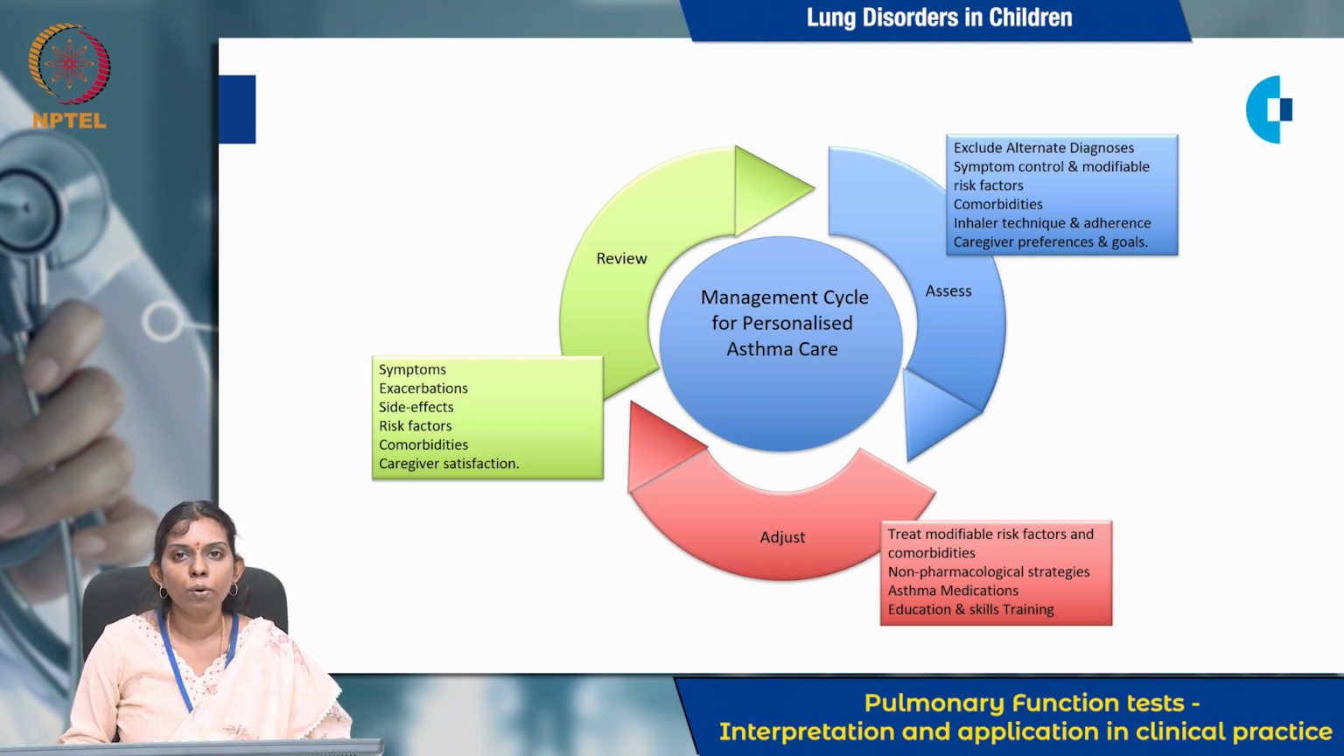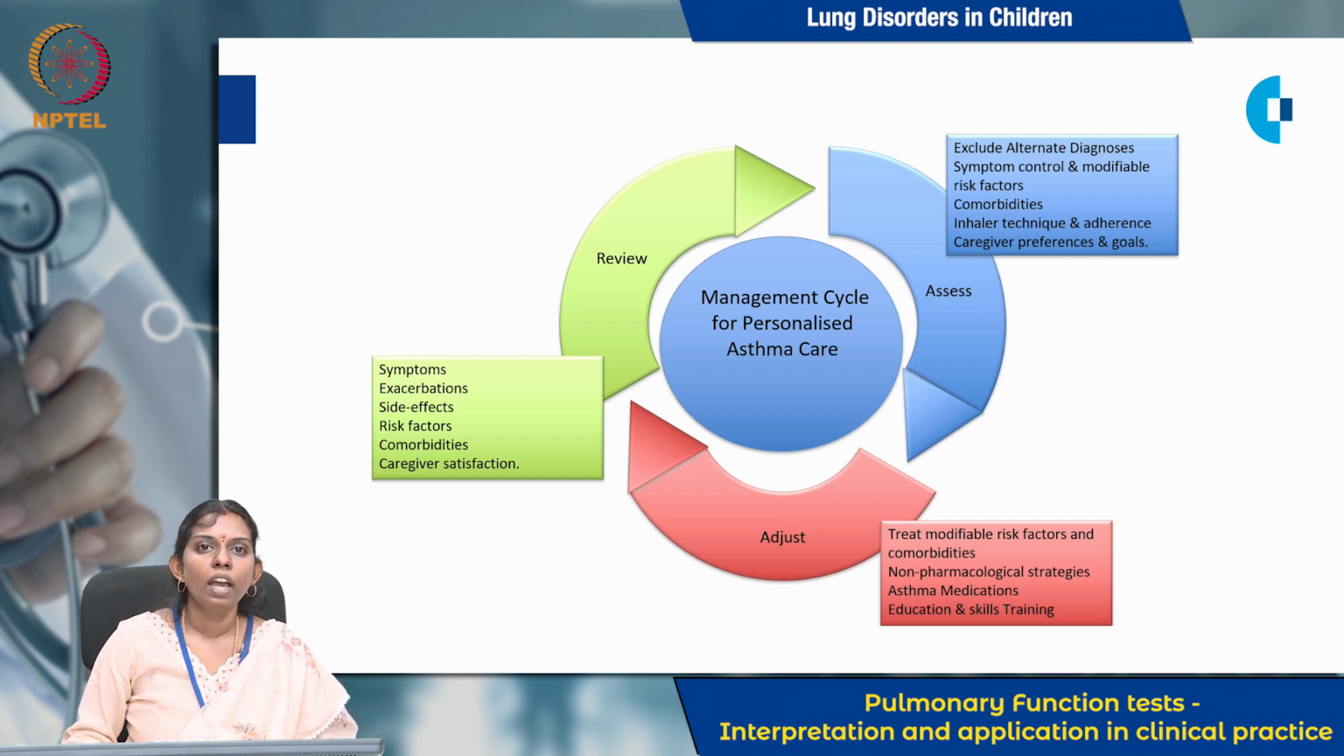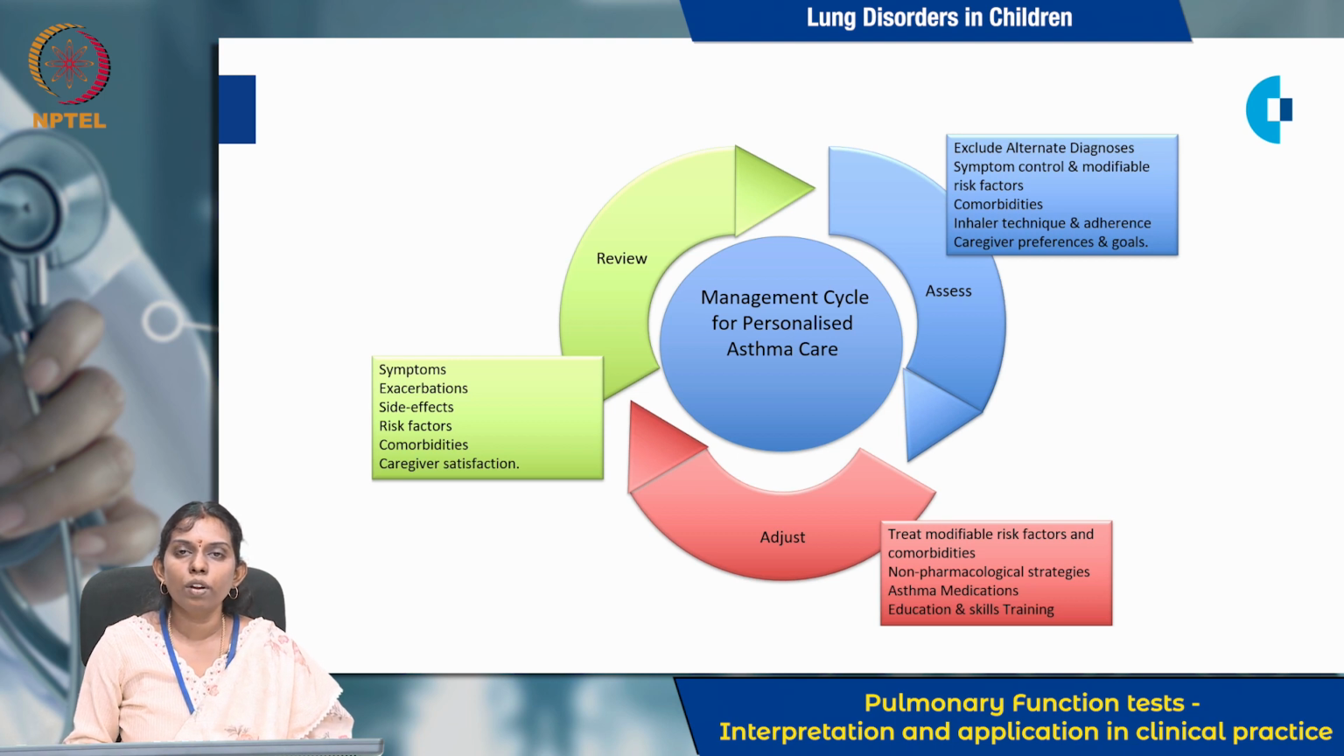Once we see control, then we have to come down on the dose of medication. If there is no control, then we have to increase the dose of medication. That is what we mean by adjusting the asthma medication, and we have to educate and train them on the inhaler technique. And we have to review. What do we have to review? Once in a while we have to call them to look at how the symptoms are. Is there any exacerbation with the symptoms? Is there any side effect of the medication? What is the risk factor associated with it? Are any comorbidities associated? Is the caregiver satisfied? Are the parents satisfied with the treatment we are providing? So, this is the personalized asthma care management cycle.